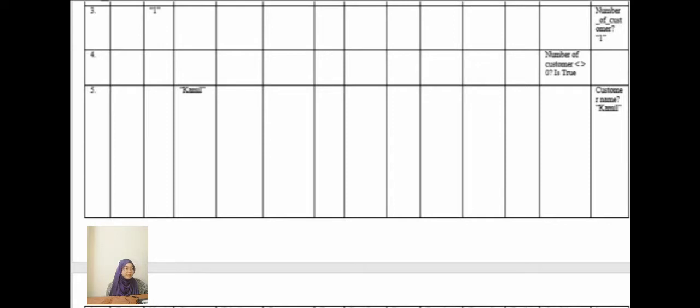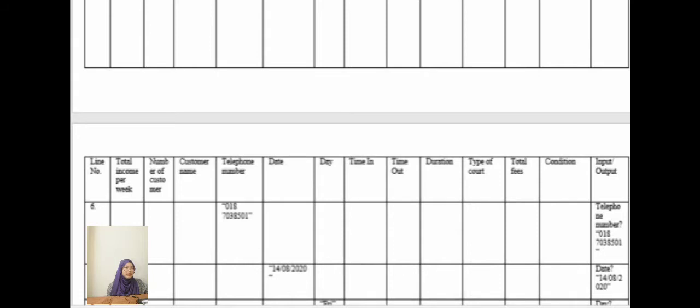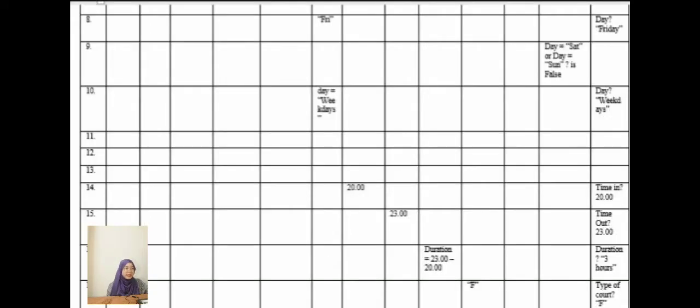So we enter customer name, telephone number, date, day, and then we will repeat the same process. For the day is false, then day equal to weekdays. And then we enter time in, time out, calculate the duration, and then we will just repeat the process. And at the end, to end the looping process, we will just enter 0. So because number of customer is not 0 is false, the condition is false, we will just continue with the counting of total income per week, which is sum.